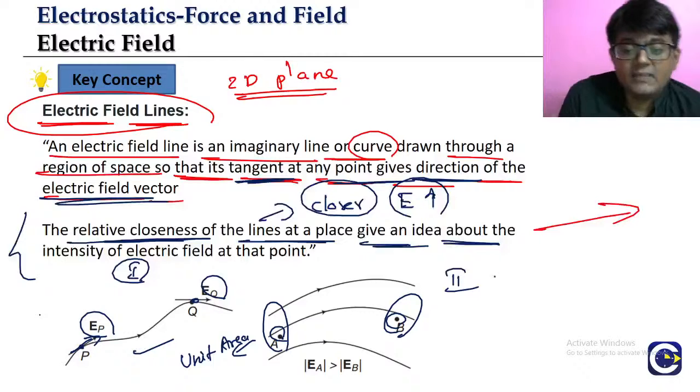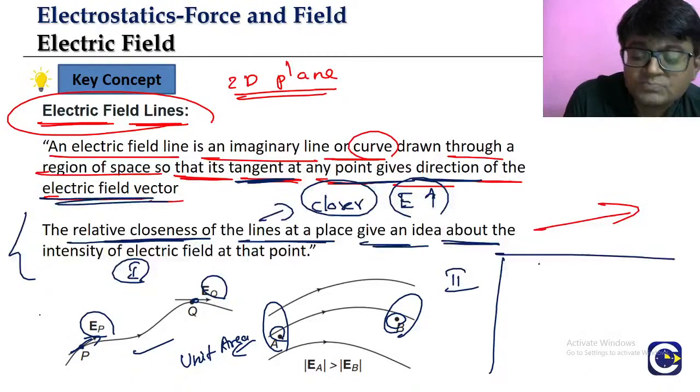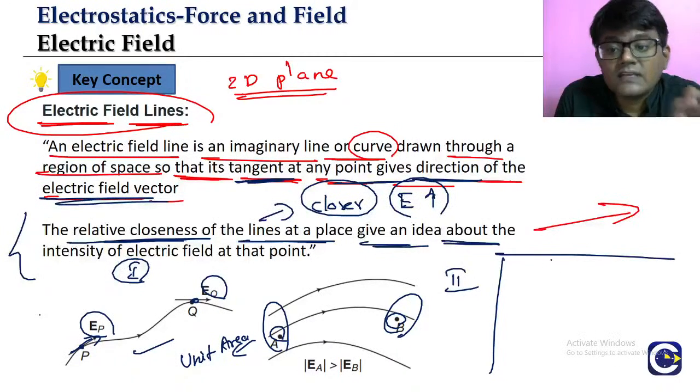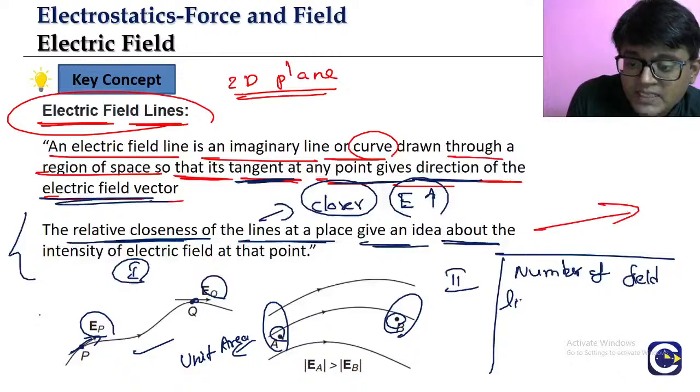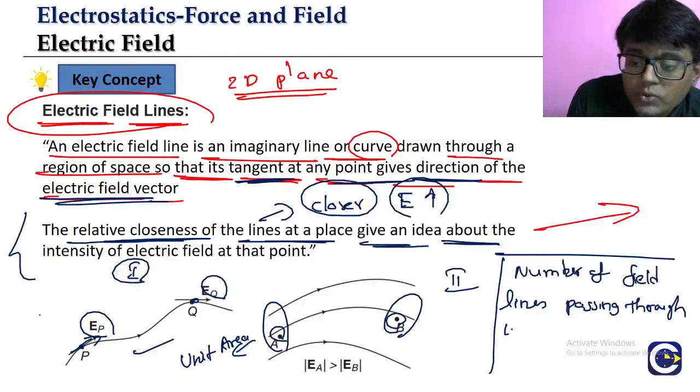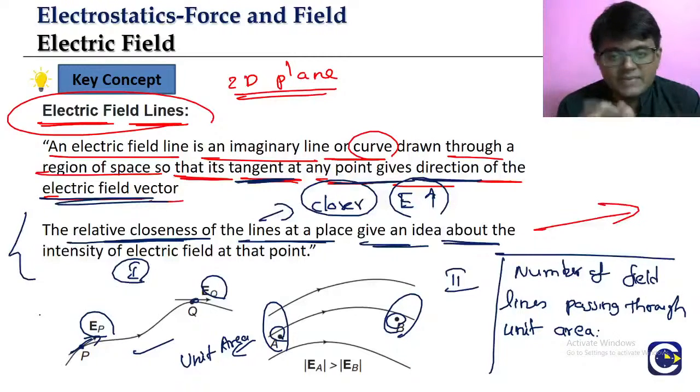We can also say it like this: the strength of the electric field is given by the number of field lines passing through unit area. The unit area, we actually cannot measure in that graph.